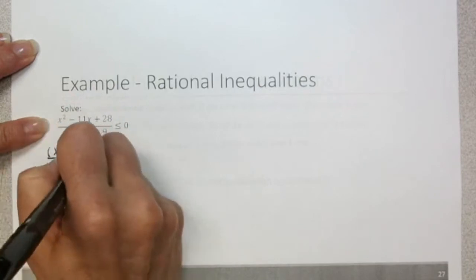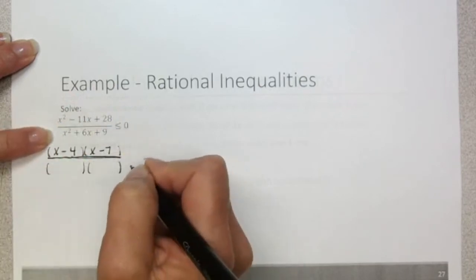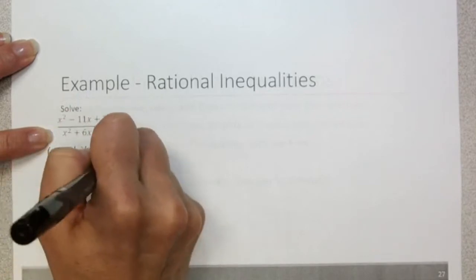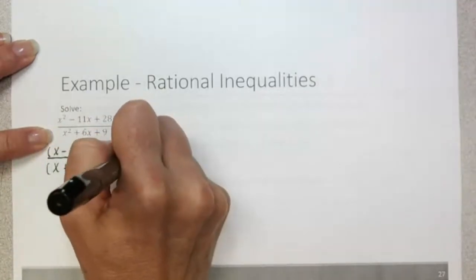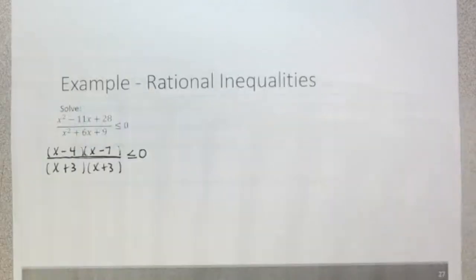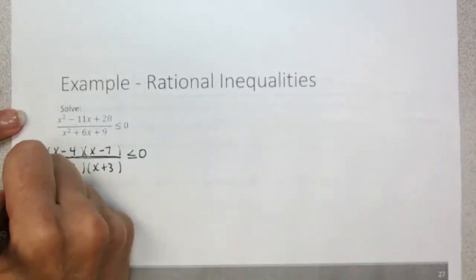And the denominator will factor into x plus 3 times x plus 3. Okay, and that's going to be less than or equal to 0. All right, so now we want to go with step 1. Set the numerator equal to 0, solve for the zeros of the function.